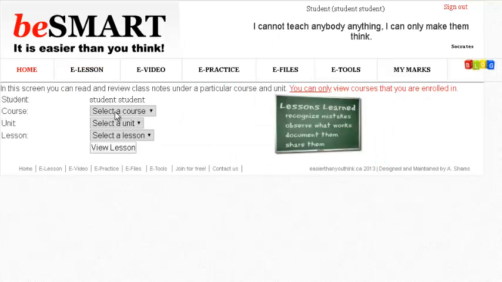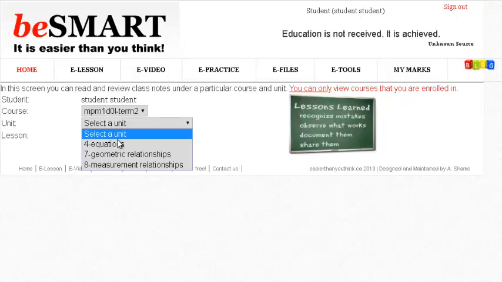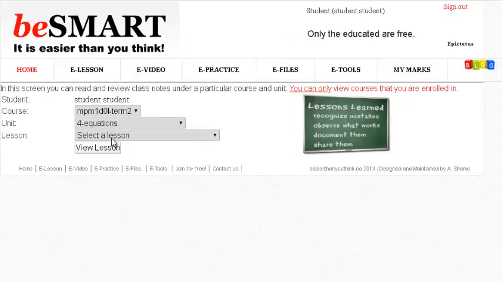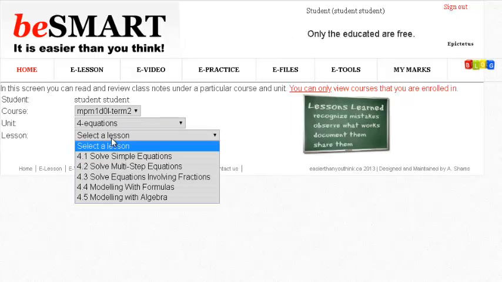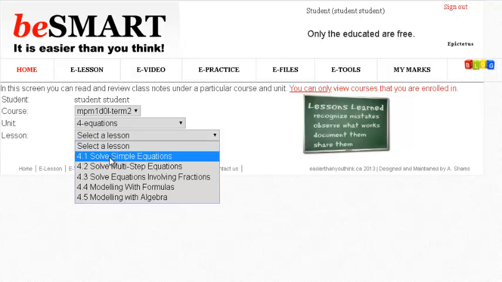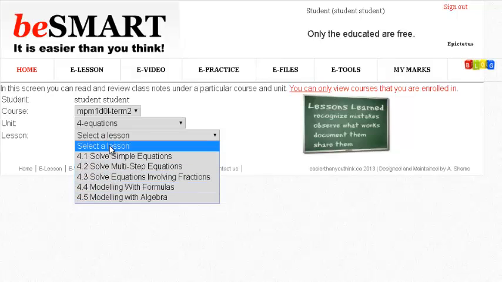Now you select your course. In this case, there is only one course. You click your unit. There are 3 units here. Let's click on equations. Under the unit, you will have all the lessons for each section.